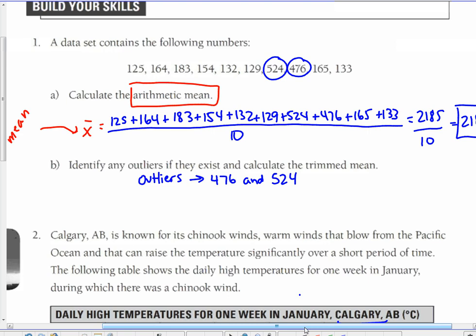Yeah, 132 and 133. So when you do trimmed mean, there's often a little bit of discrepancy. There's more than one answer because someone might feel like 125 is an outlier, and we could calculate it without 125. But the next person might feel, actually, that's pretty close, so I'm going to leave it in. Sometimes there's more than one answer for trimmed mean because it depends on what you feel is the outlier. Normally, they stand out. 476, 524, they stand out. They are the oddballs in the group, and they usually will.